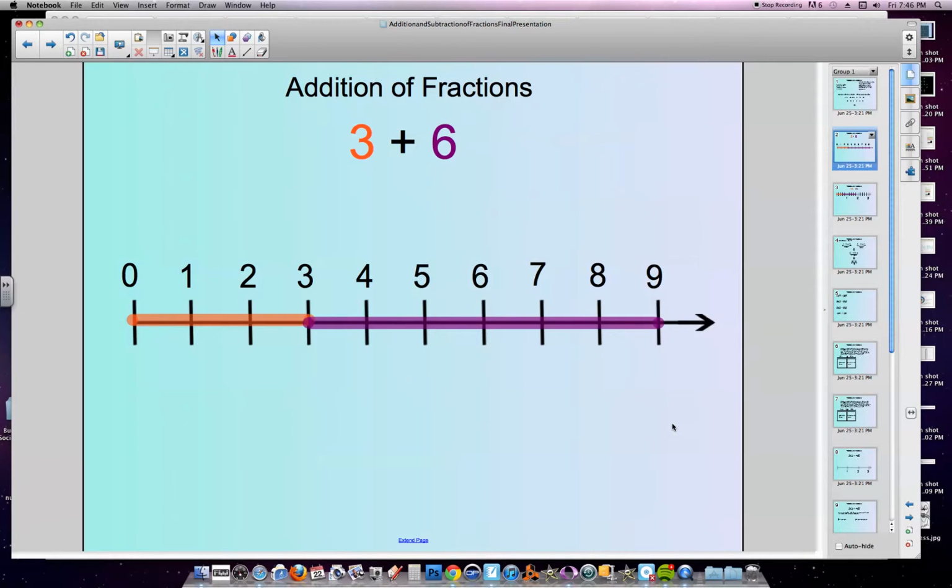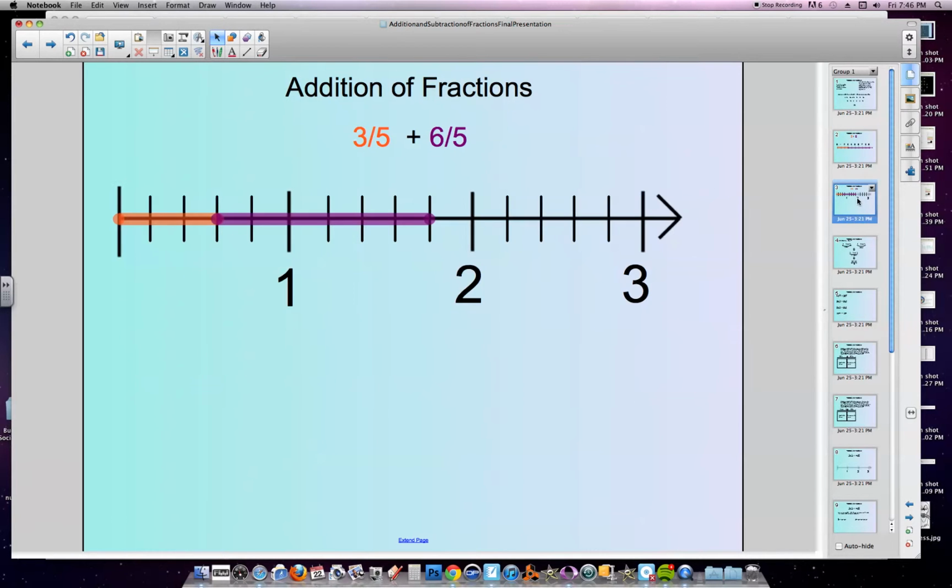To remind ourselves of how addition works on the number line, if we have 3 plus 6, well, first of all, it's assumed when we say 3 plus 6 that we mean 3 ones plus 6 ones. So we can simply go 1, 2, 3, that's 3 ones, and then another 6, 1, 2, 3, 4, 5, 6, and we have a total of 9 ones, and this is pretty straightforward.